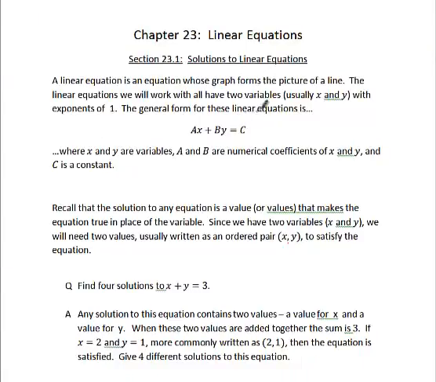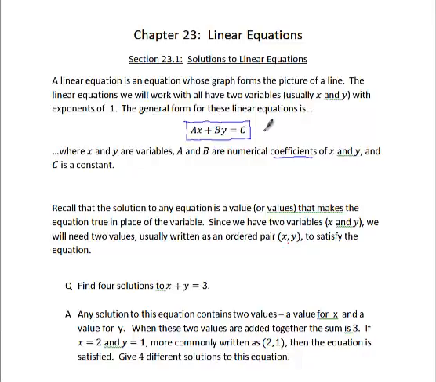Alright, linear equations, chapter 23. All linear equations can be placed in the form of ax plus by equals c. This is called the general form. A and b are referred to as coefficients. Alright, these are just simply numbers that can be placed in front of x and y.